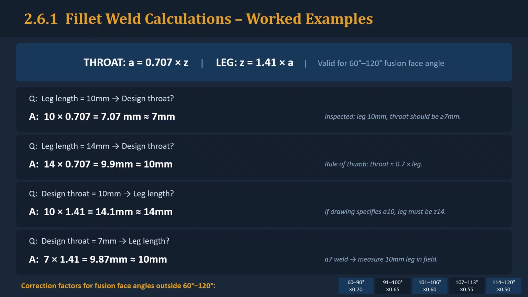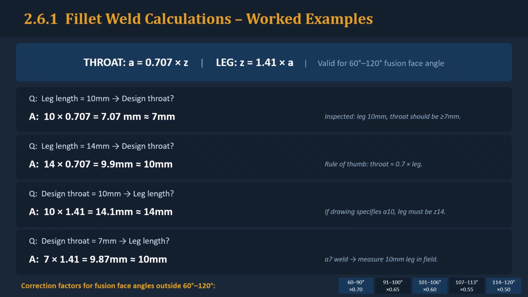There is another important part of this slide: correction factors for fusion face angles outside the normal range. This is where careless application of the 0.707 factor can lead to an incorrect answer. The simple factor applies to the appropriate conventional geometry. When the fusion face angle changes, the relationship must be corrected using the applicable factor. For examination purposes, pay close attention to the angle range specified in the question before starting the calculation. For field inspection, never calculate a required weld dimension using a remembered formula without checking the drawing, specification, and applicable design basis. The mathematics is simple.